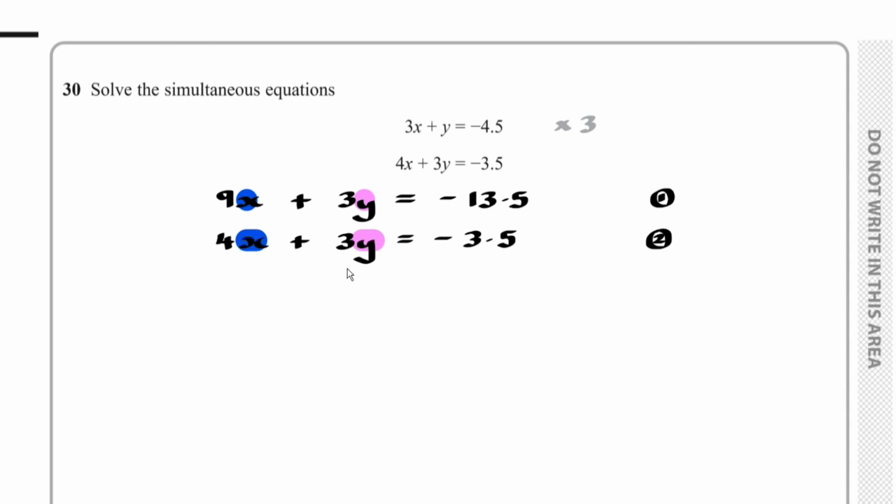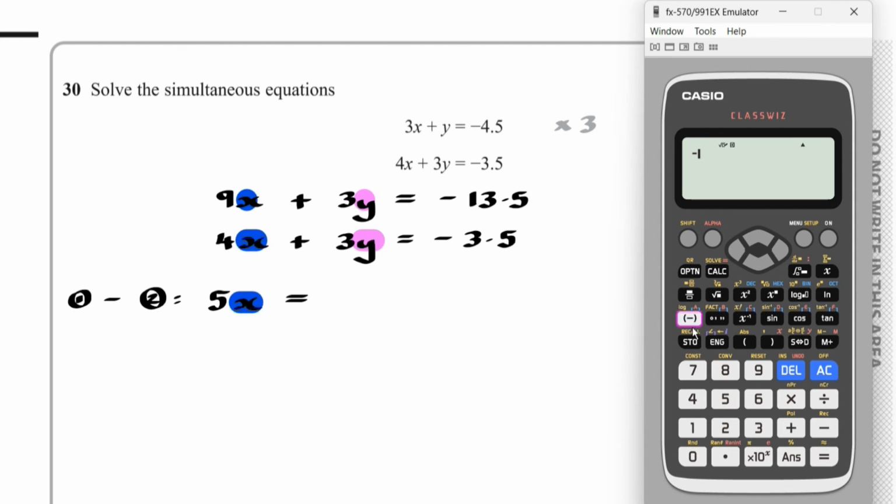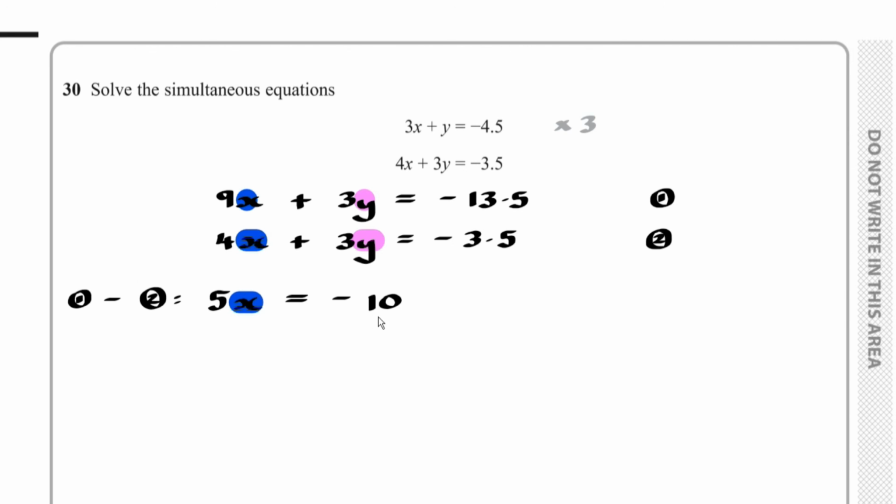You can now see we've got the same number of y's and the same sign, so we need to subtract the equations. So we will do equation 1, subtract equation 2. 9x subtract 4x, that's 5x. 3y subtract 3y, that's 0y. And this is equal to negative 13.5 subtract negative 3.5. Now, be careful here. We've got negative 13.5 subtract negative 3.5. That gets us negative 10. So I've got 5x equals negative 10, which means x is negative 2.